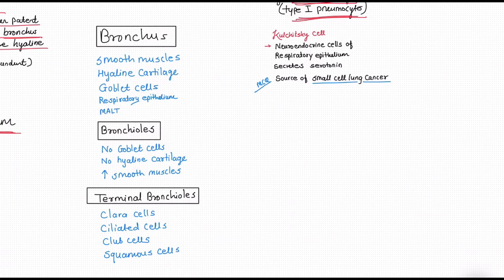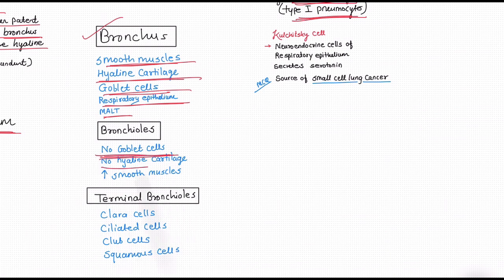Let's see some special features regarding the bronchus. It contains smooth muscles, hyaline cartilage and goblet cells, respiratory epithelium, and mucosa associated lymphoid tissue. Then in bronchioles, which are the further division of bronchus, there are no goblet cells and no hyaline cartilage, but smooth muscles will increase in number. In terminal bronchioles, there will be Clara cells, ciliated cells, club cells, and squamous cells.